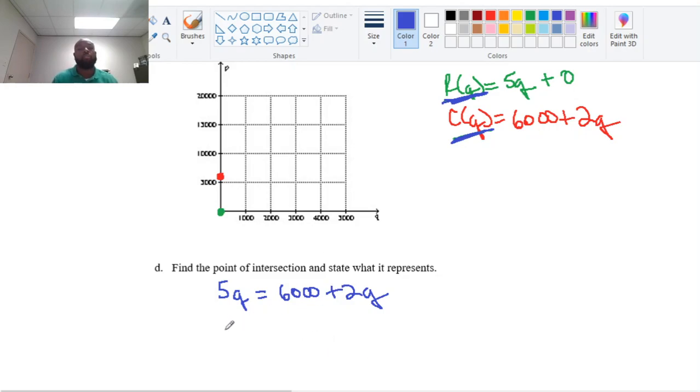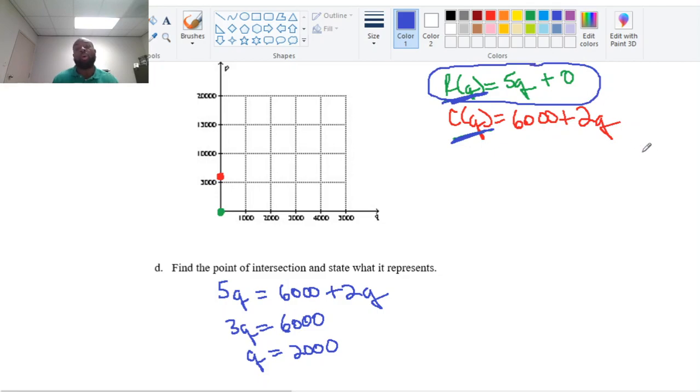So let's subtract 2Q from both sides. I'm going to get 3Q equals 6,000. Divide both sides by 3, I get Q equals 2,000, right? So my point of intersection happens when we have 2,000 puzzles, all right? Now I want to know the revenue I earn for selling 2,000 puzzles, and the cost for producing 2,000 puzzles, so all I have to do is go to either one of these equations. It doesn't matter which equation you use here, but I'm just going to go to my revenue equation since it's a shorter equation.